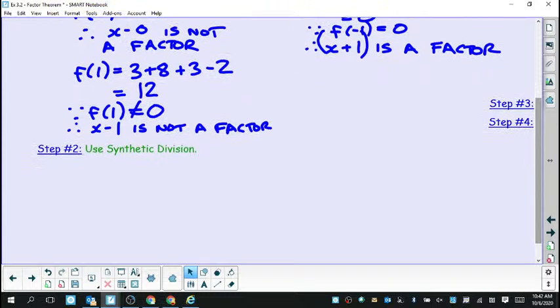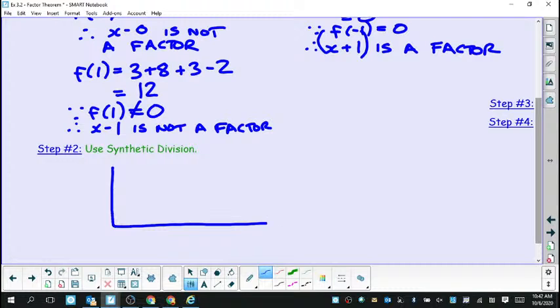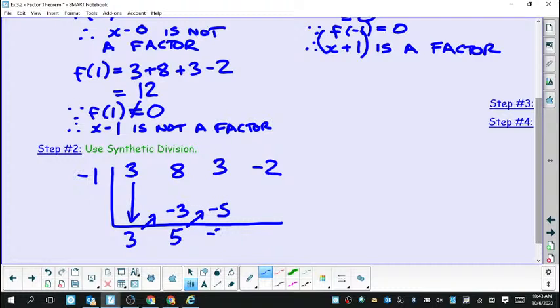So we're going to use synthetic division. So let's set this up. We go like this. 2 lines. Minus 1. 3. 8. 3. Minus 2. Bring it down. 3. Minus 3. 5. Minus 5. Minus 2. 2. 0.